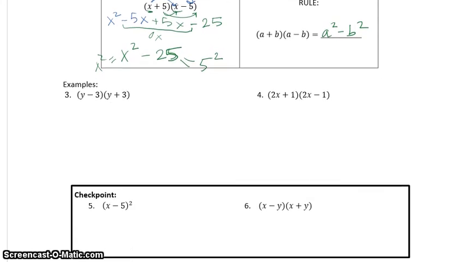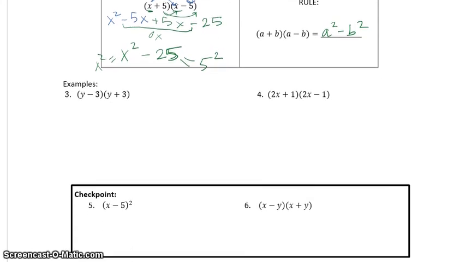So looking at two examples of this, we have y minus 3, y plus 3. So here our a is equal to y and our b is equal to 3. And our formula tells us that the answer should look like a squared minus b squared. So we are just going to have a squared, our a here is y, so we have y squared, minus b squared, b here is 3, so we have minus 3 squared, which is equal to y squared minus 9.